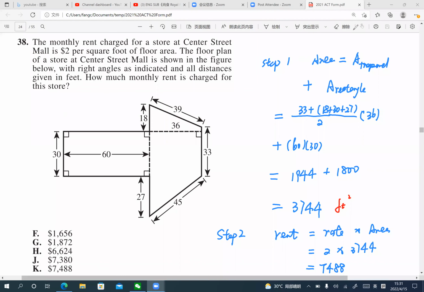Question 38. The monthly rent charged for a store at Center Street Mall is $2 per square foot of floor area. The floor plan of a store at Center Street Mall is shown in the figure below, with right angles as indicated and all distances given in feet. How much monthly rent is charged for this store? So the first step, we need to find the area of the store. And the second step, find the rent of the store by multiplying the area by the rate.